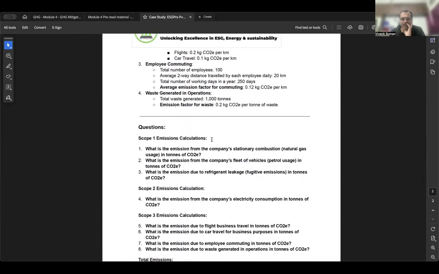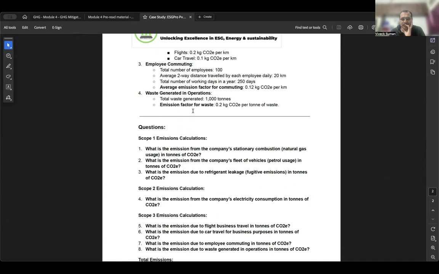Third one is employee commuting. The total number of employees is about 100. Average two-way distance traveled by each employee daily is about 20 kilometers. The total number of working days in a year is about 250. Average emission factor for commuting is about 0.12 kg CO2 equivalent per kilometer.